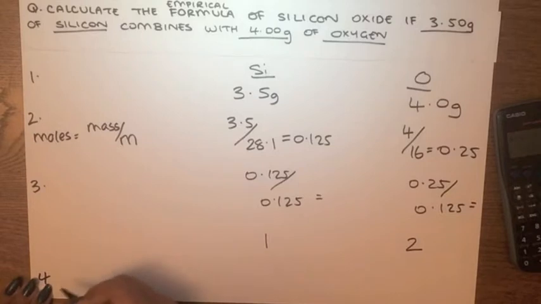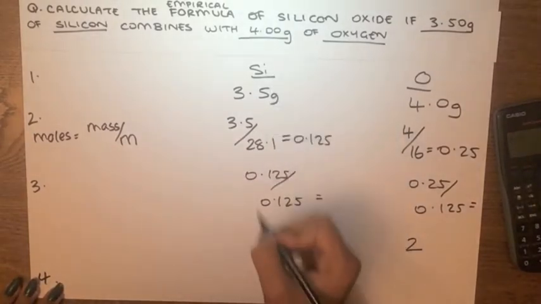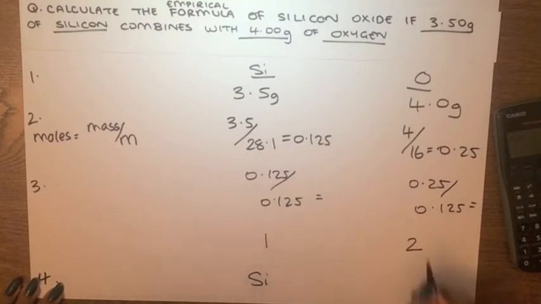So my empirical formula, the last step, is to just put this together. So I've got 1 silicon and I've got 2 oxygens. And that is my empirical formula.